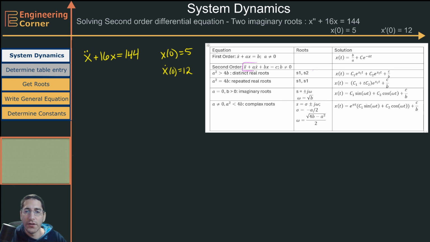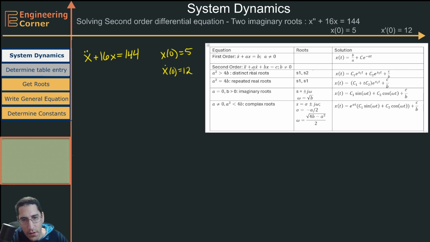We also need to make sure that we are loosely in this form that's given right here. And I say loosely because, yes, it's important there's no coefficient in front of the x double dot, but this term doesn't exist in our equation, and that's okay. But we do have an x term, so b is not equal to 0. So we're okay there. How do we figure out which row to use?